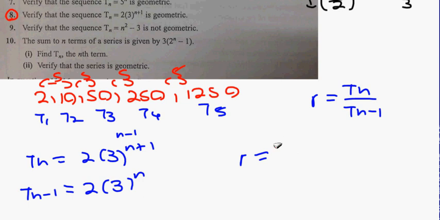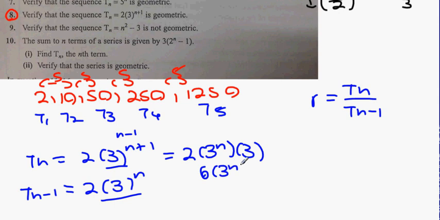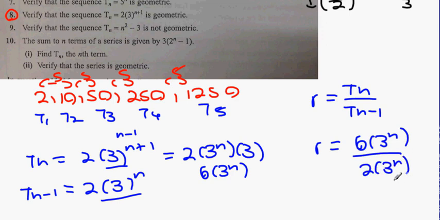Before dividing by each other, I'd like them to be in terms of 3 to the n only. So I'm going to separate out this power: 3 to the n times 3. And that's the same thing as 6 times 3 to the n. So R therefore equals 6 times 3 to the n over 2 times 3 to the n. The R value is 3. So this means that R is a constant, or the value of Tn divided by Tn minus 1 is a constant, hence it's a geometric series.